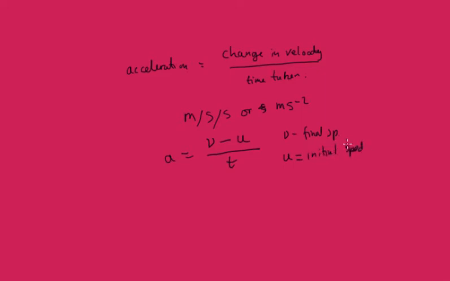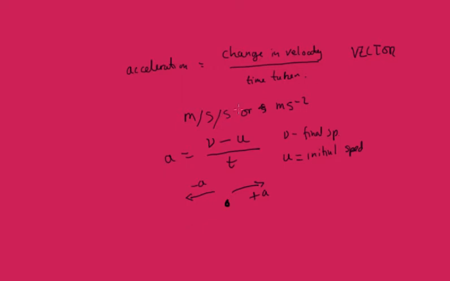Now, just like velocity, acceleration is a vector. So we have to define the origin. Acceleration can be in the positive direction, or it can be in the negative. So a negative acceleration will often be telling us the thing is actually decelerating. Deceleration is negative acceleration.